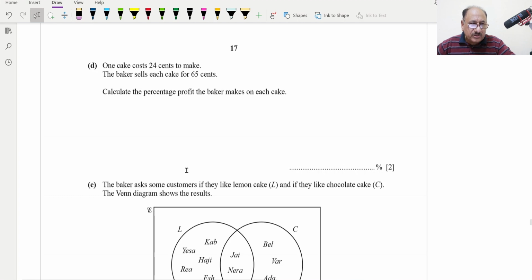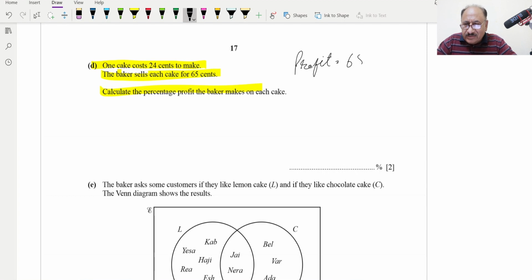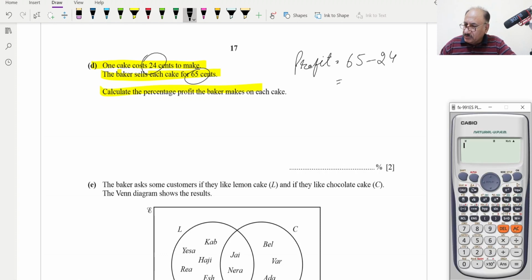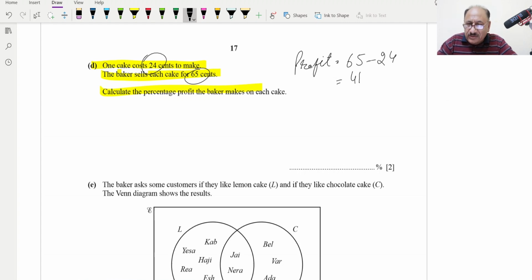Now we can move to the next part, which is D part. It is saying one cake costs 24 cents to make. The baker sells each cake for 65 cents. Calculate the percentage profit. So for percentage profit, we will first calculate profit, and profit will be equal to 65, which is selling price, minus the buying price or the cost, which is 24, and 65 minus 24 is equal to 41, and this is the profit against the investment, which is 24.